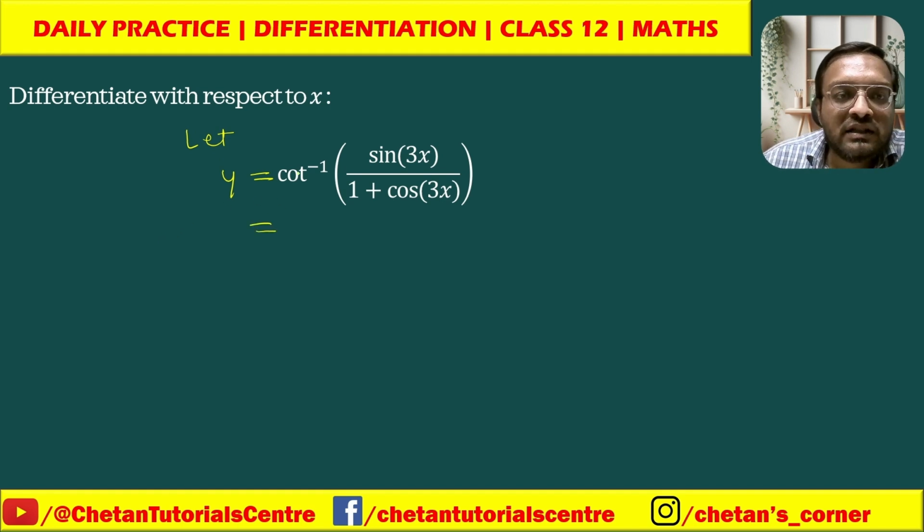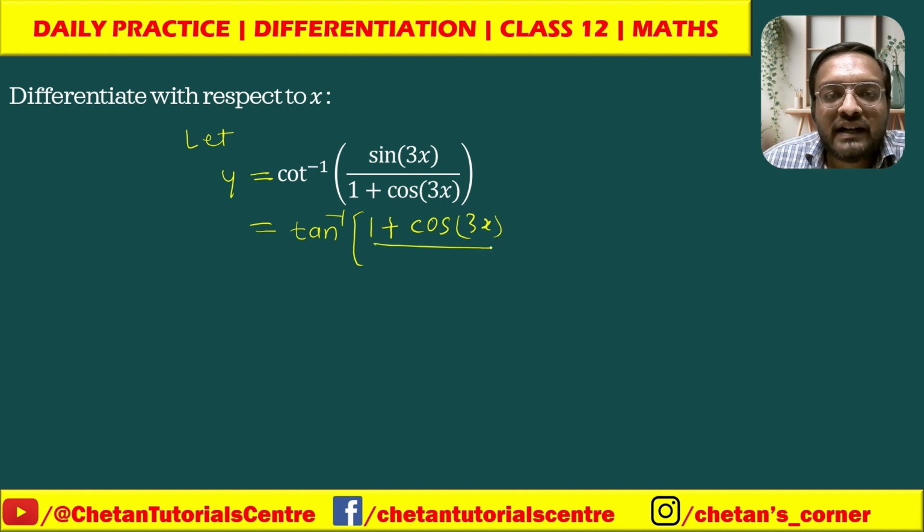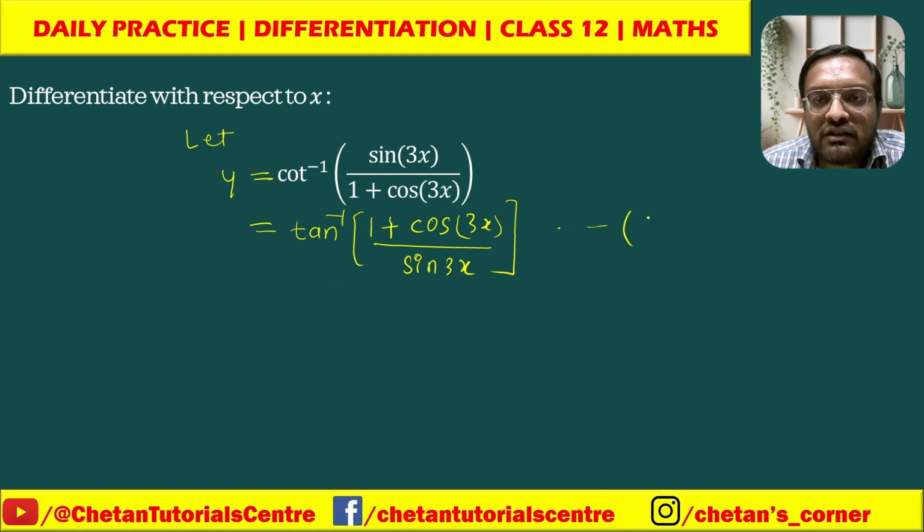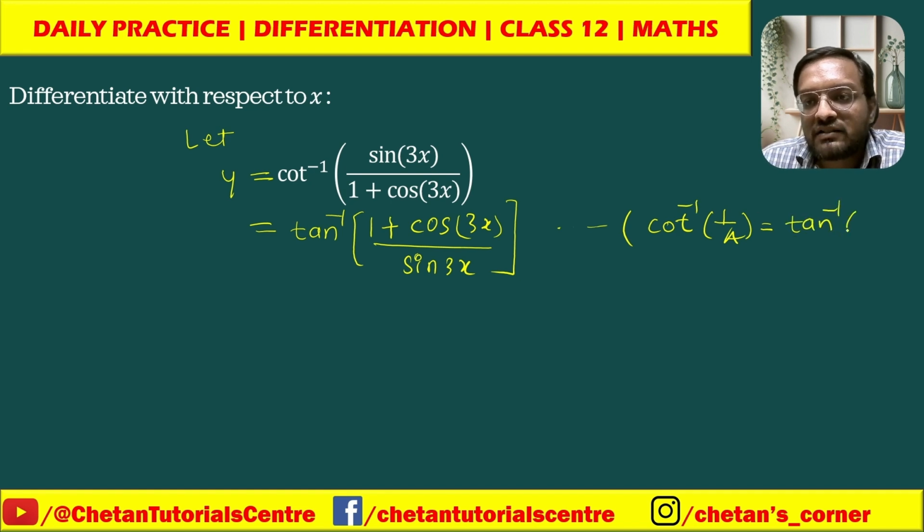Now I will convert this cot function into tan function. So tan inverse of 1 plus cos 3x divided by sin 3x. Here I have used cot inverse of 1 upon a is equal to tan inverse of a.